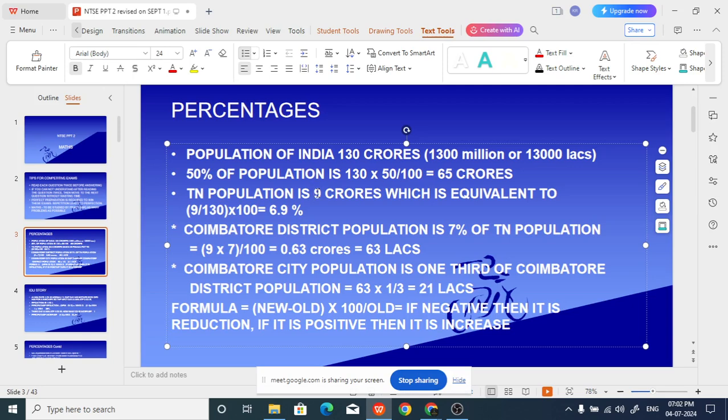So this is how percentage works. Somebody says total 130 crores, 50% means you have to multiply by 50 and divide by 100. After that they say TN population is 9 crores, then you have to find what is the percentage. Sometimes they give percentage and ask you to find the population or any other entity. Sometimes they give the entity and ask you to find the percentage. This is how you calculate. Agreed? We'll go to the next.